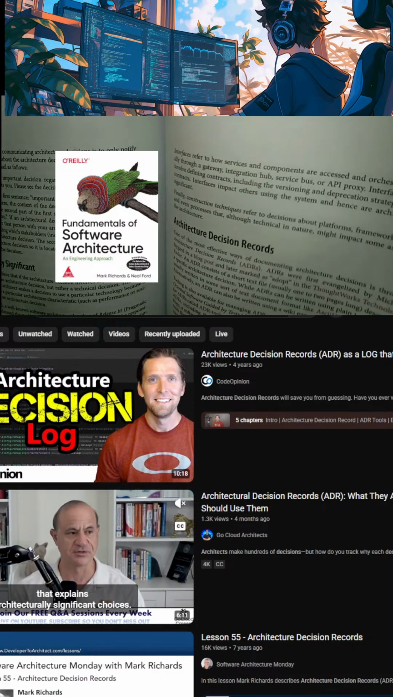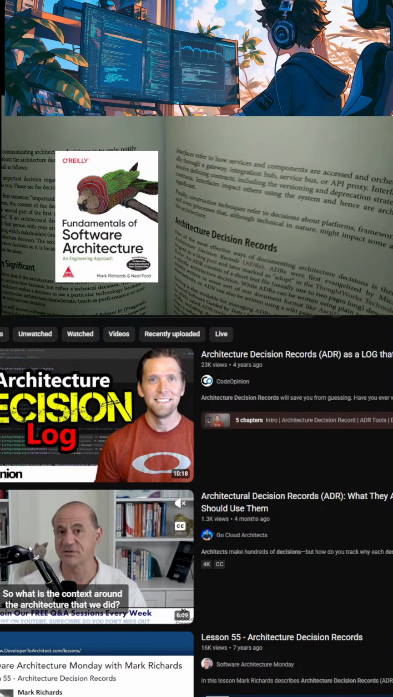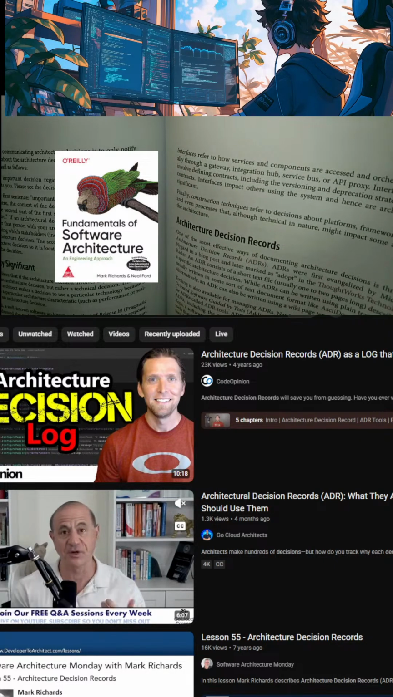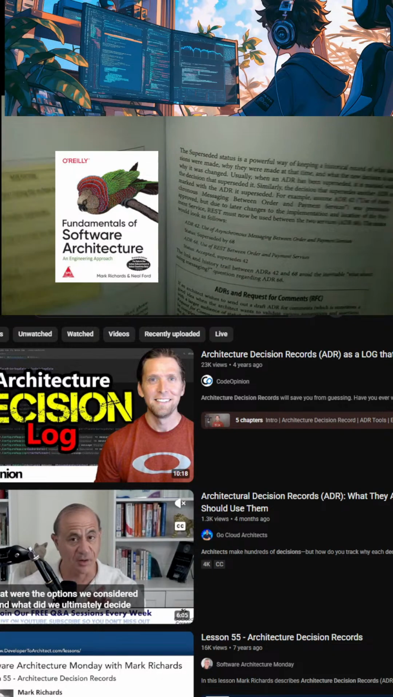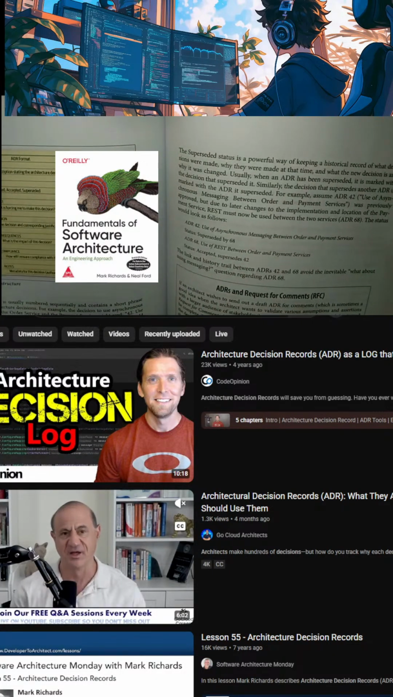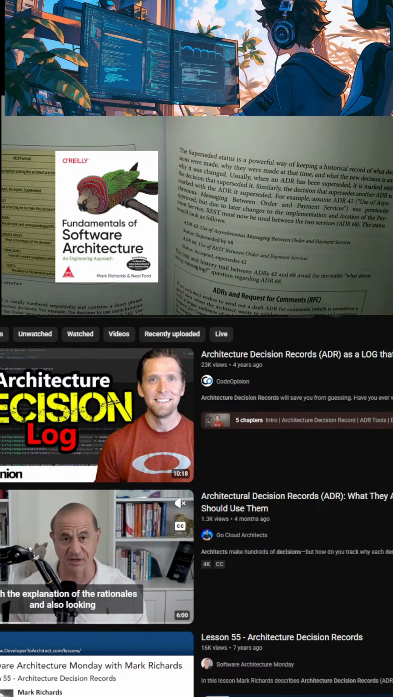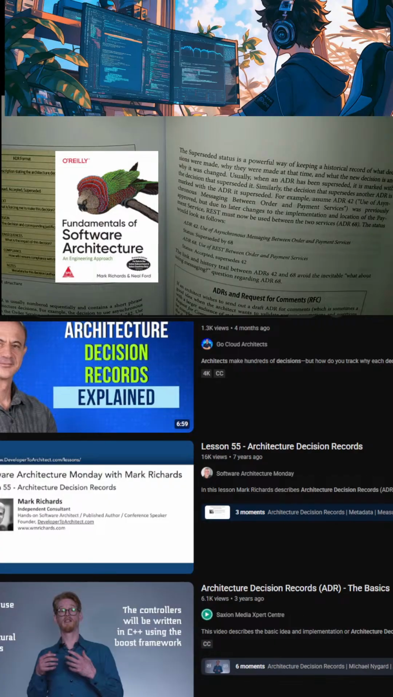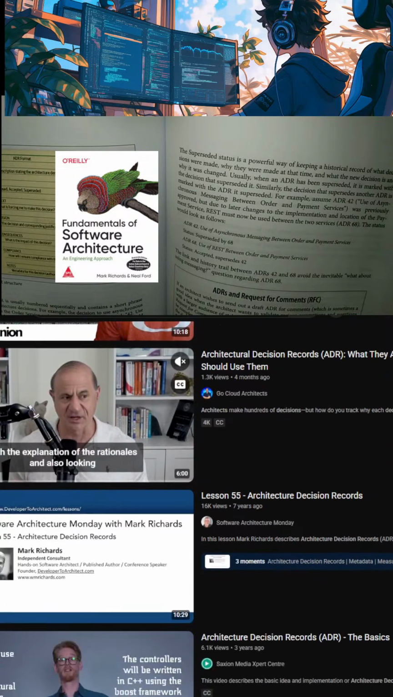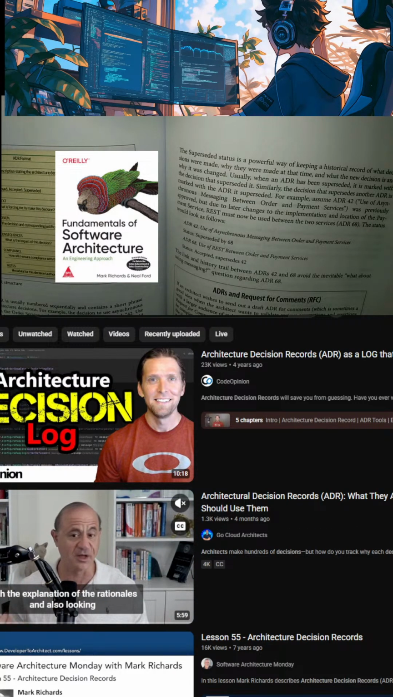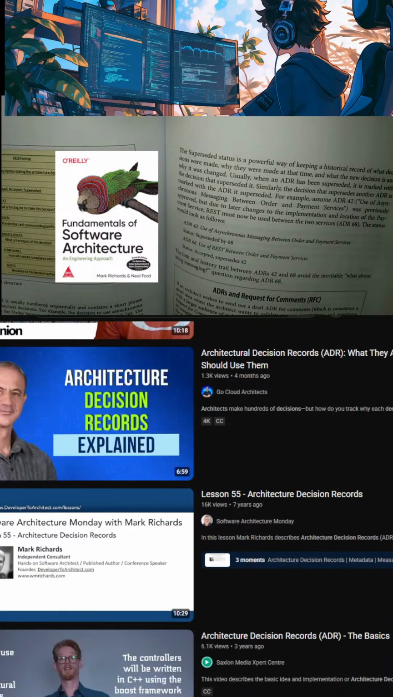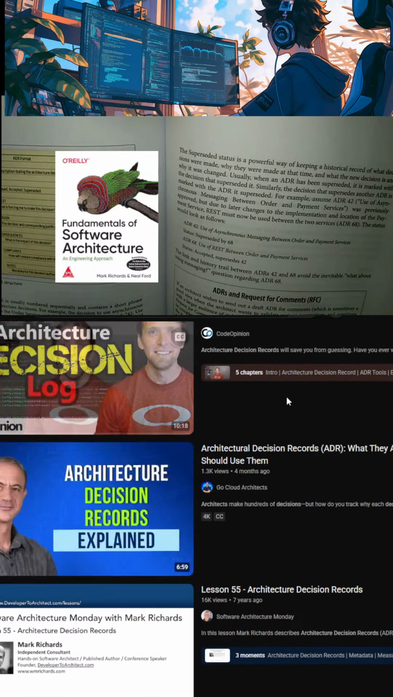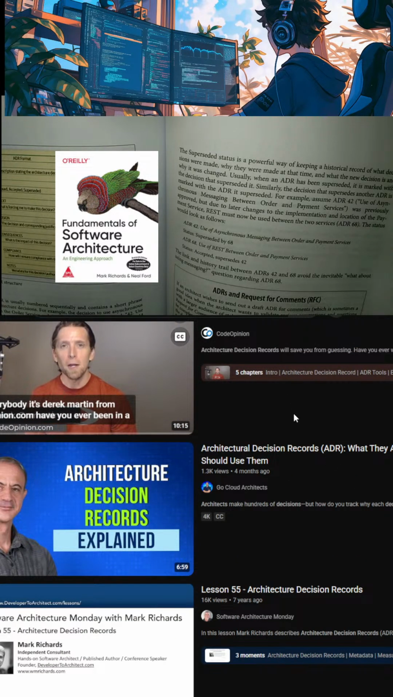Title, status, context, sections, and consequences. We usually add 2 sections. Na ito. So idea format. Ano to? Interesting.